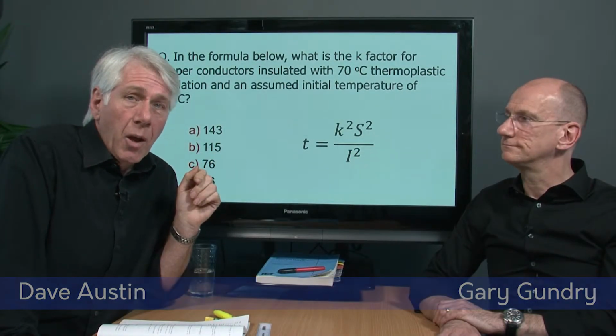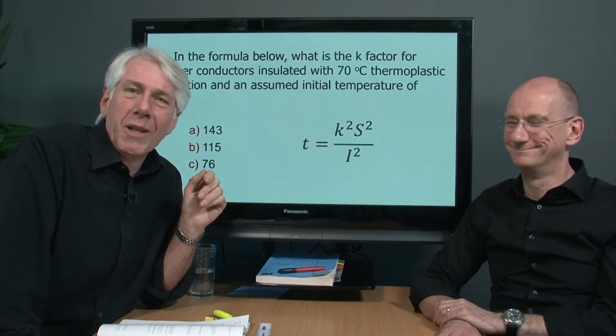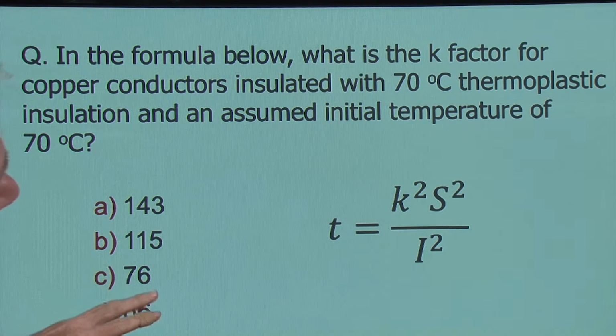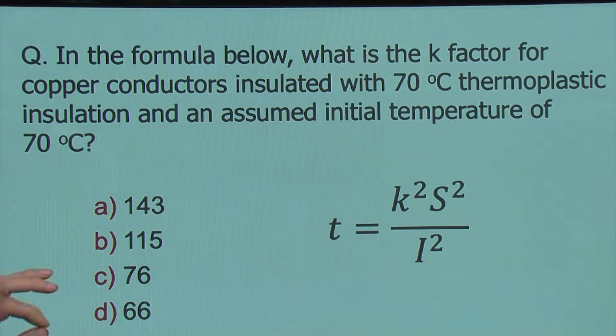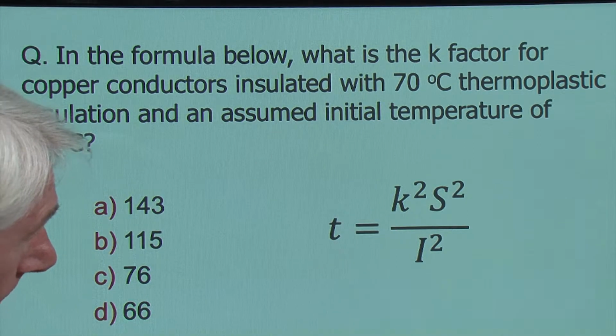We've covered an adiabatic equation before in this series, but we love them so much, we're going to do another one. They're our favourites. So here we go. In the formula below, what is the K factor for copper conductors insulated with a 70 degrees C thermoplastic insulation and an assumed initial temperature of 70 degrees C? And there we have another variant on the adiabatic equation.